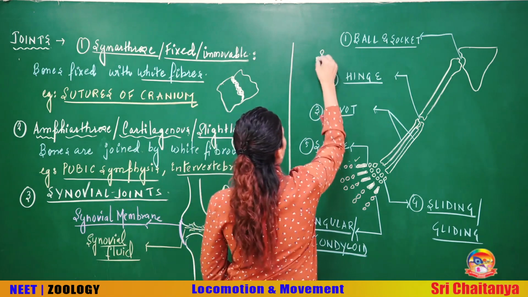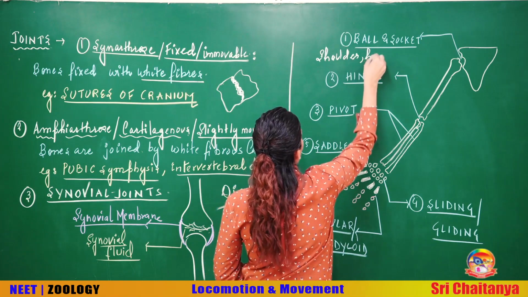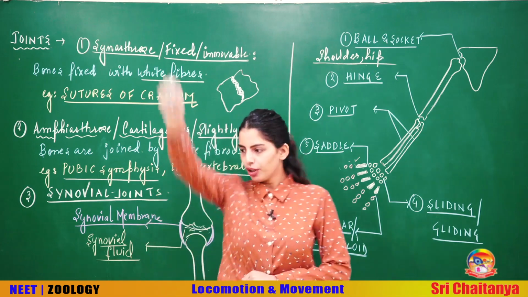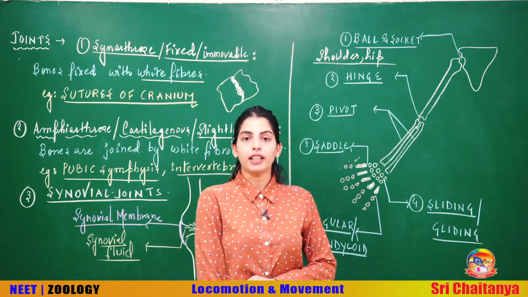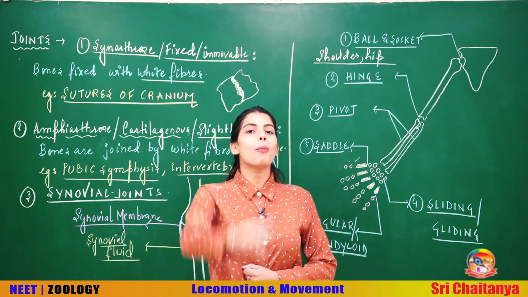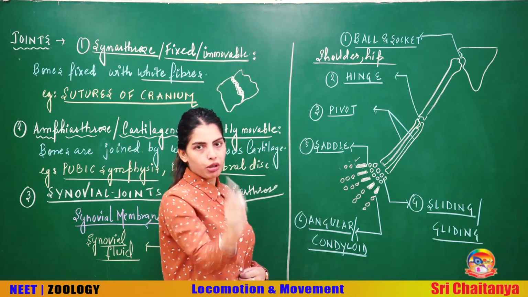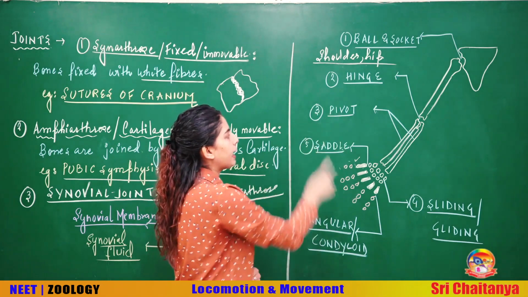The shoulder joint and your hip joint both are examples of ball and socket joint, which shows maximum movement. Your humerus and your femur bone, which is attached to the pelvic girdle, show maximum movement in all directions, called a ball and socket joint. Now talking about the other two joints, the hinge joint and the pivot joint.